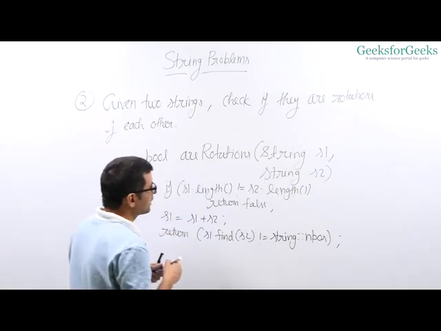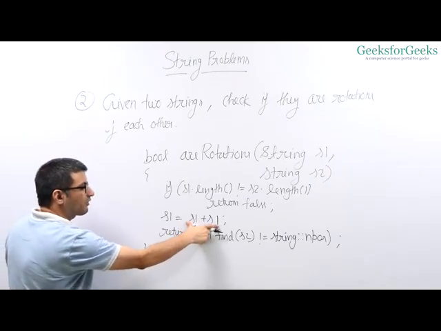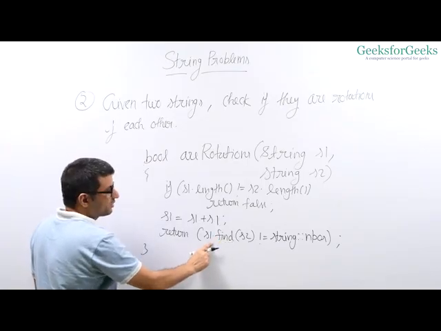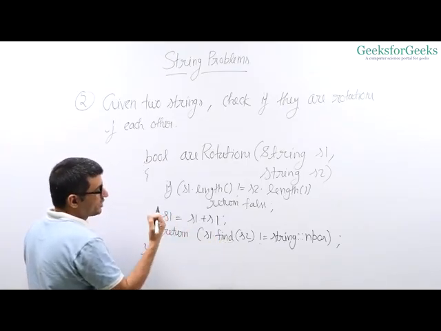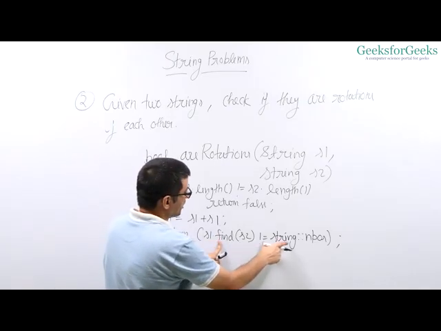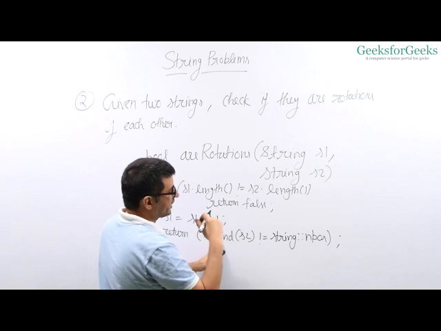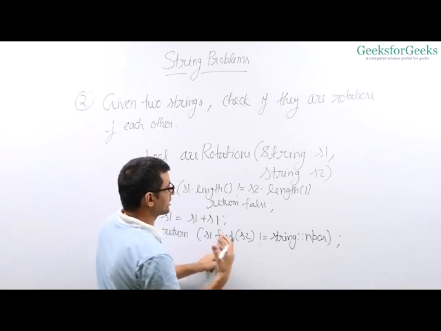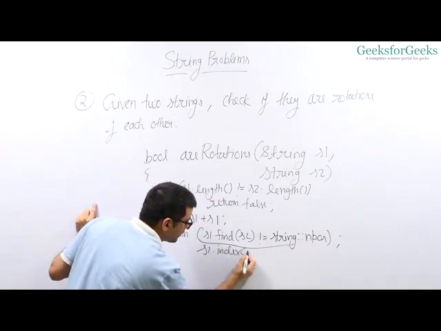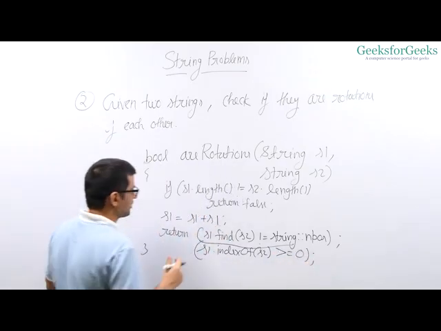So first thing I do is I concatenate S1 with itself. Right? After concatenating S1 with itself, I search S2 into it. So if I find S2, I say that S2 is a rotation of S1. So if you're programming in Java, you will write indexOf smaller than 0. If it is smaller than 0, then it is not present. If it is anything which is greater than or equal to 0, then it is present. So if you're programming in Java, you will write S1.indexOf(S2) greater than or equal to 0. If this is true, then you return true, otherwise you return false.